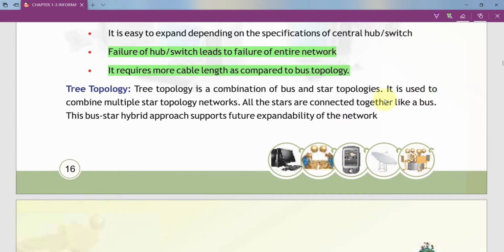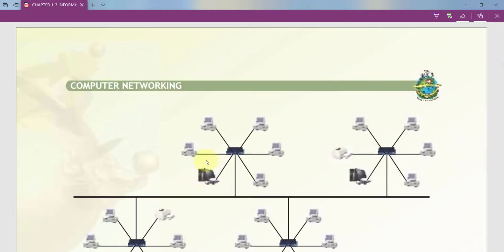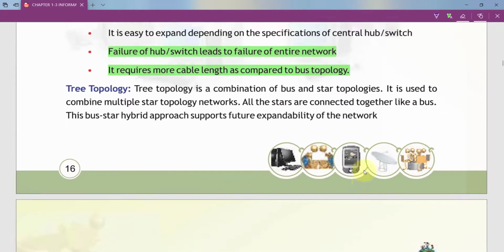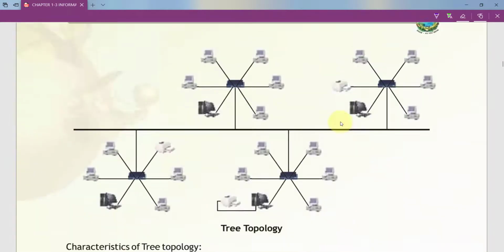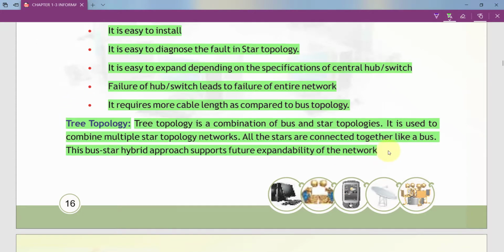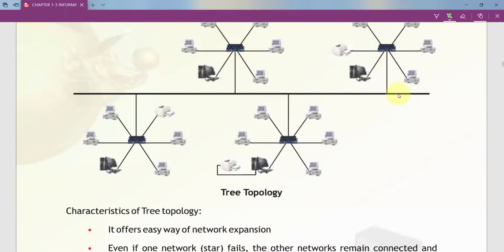It is used to combine multiple star topology networks. All the stars are connected together like a bus. So all stars, you can see there, are connected like a bus. So this bus-star hybrid approach supports the future expandability of the network. So it is called the tree topology. You note down this definition of tree topology. Okay, and also draw its figure.